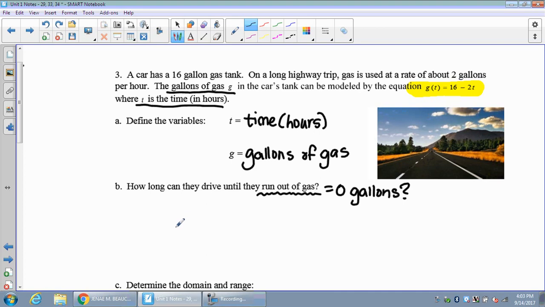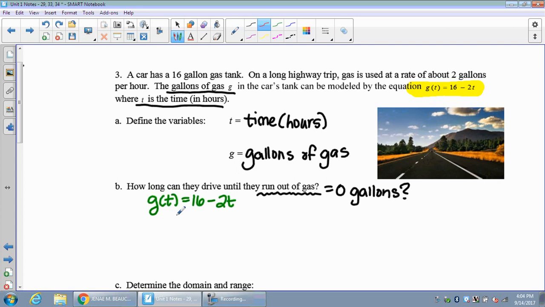Well, interesting question. To help us answer that, I'm going to rewrite the equation we were given. G of t equals 16 minus 2t. My question to you is, is 0 gallons a value for t or G of t? Well, if I plug in 0 for t, I'm saying 0 hours. That's not what I'm asked. I'm saying how long until they run out of gas, 0 gallons. Because I've defined my variables, I see that 0 gallons will be a value for G.